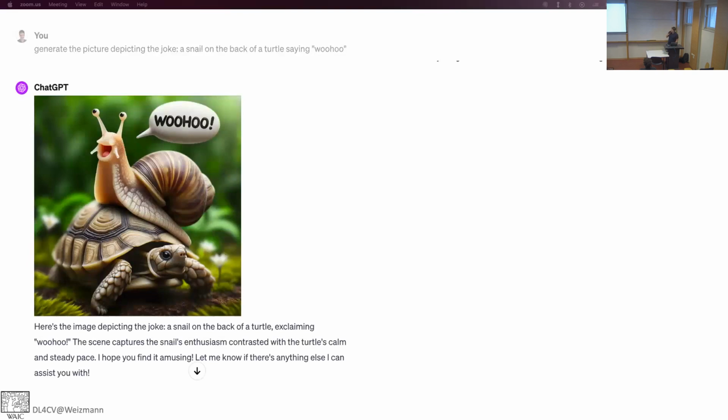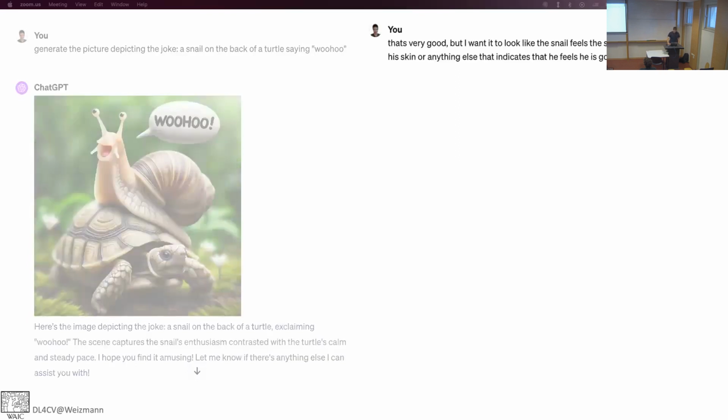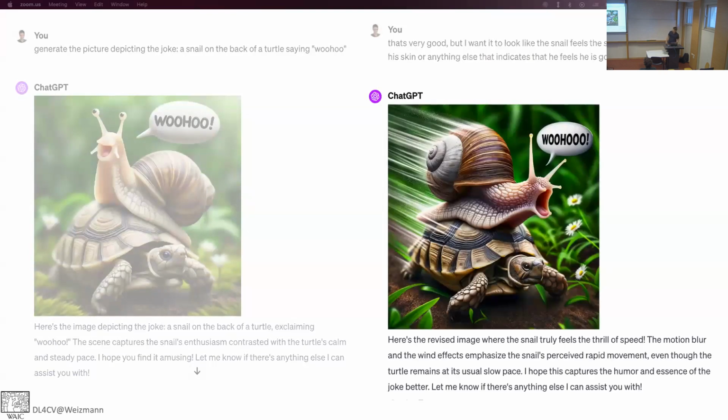This is what I got the first time. But the reason I'm showing this is what's nice in this new DALL-E 3 with OpenAI is the interaction. I wasn't very happy about this because it doesn't really look like the snail is woohooing. So I complained a little bit, and I said that's very good, but I want it to look like the snail actually feels the speed. And we were able together, ChatGPT and me, to improve this picture and get my stupid joke going. So there you go. AI is changing our lives.